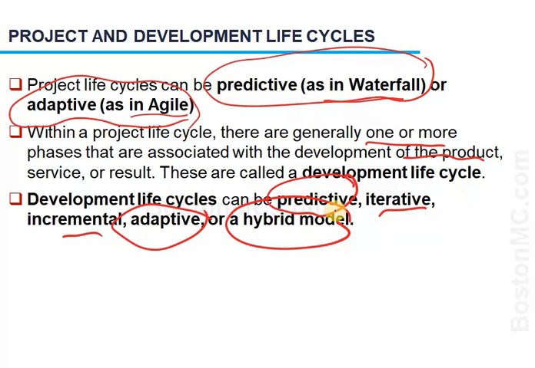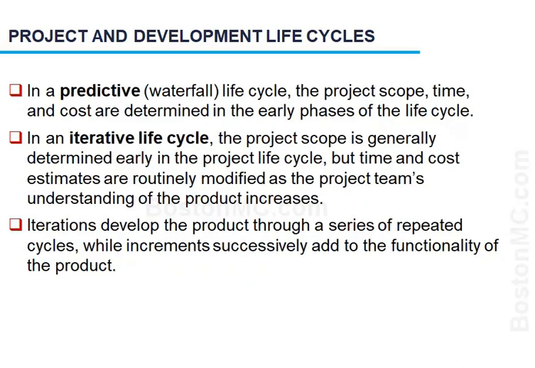It is also possible that an organization starts with a predictive and then eventually changes to an adaptive model because they feel it works better. Iterative and incremental would be discussed on the next few pages. So we discussed predictive already, which is also called waterfall. Iterative means we're doing the scope of the project in small iterations. We understand the project scope in advance, early on in the project life cycle.